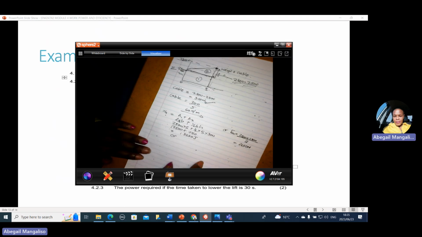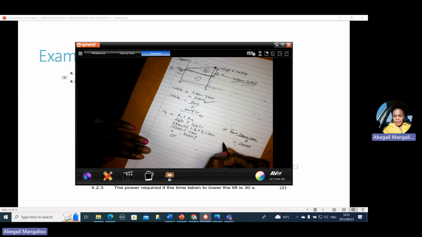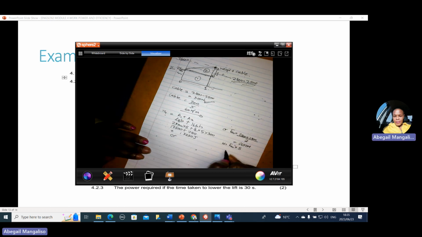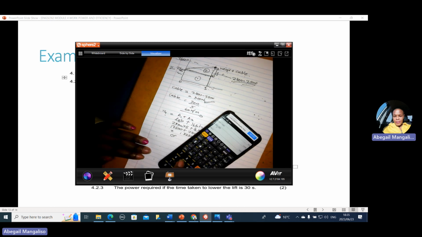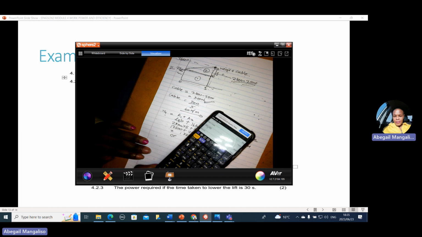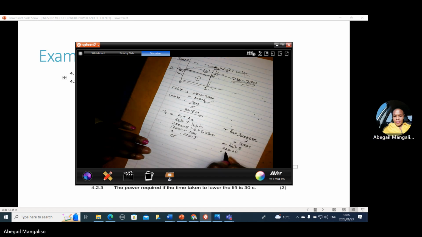Now using the average force to calculate work done, W is equal to F average multiplied by distance. It said the total, so it will be the total distance. So the average will be 2,650 multiplied by 5. When you multiply 2,650 by 5, the answer is the same. It is 13,250 joules.